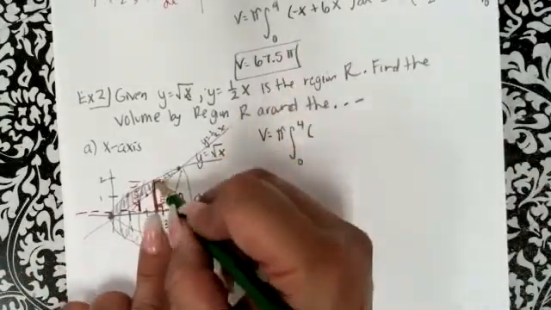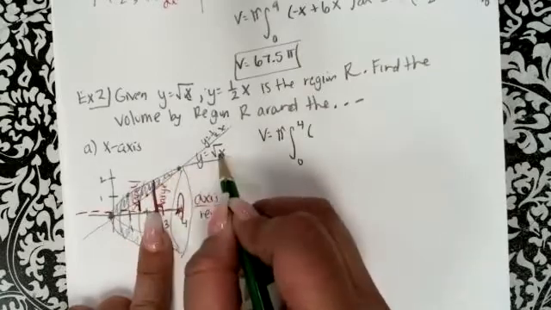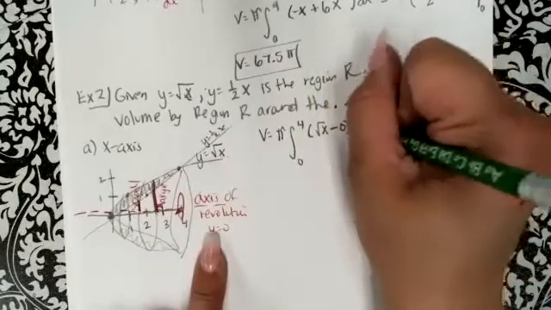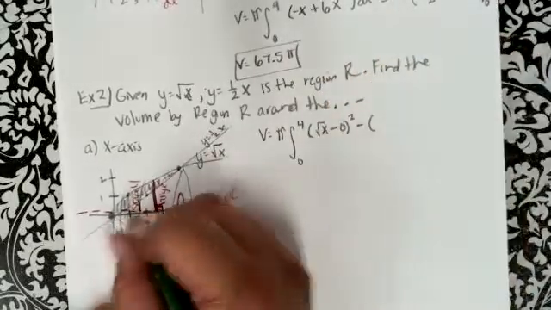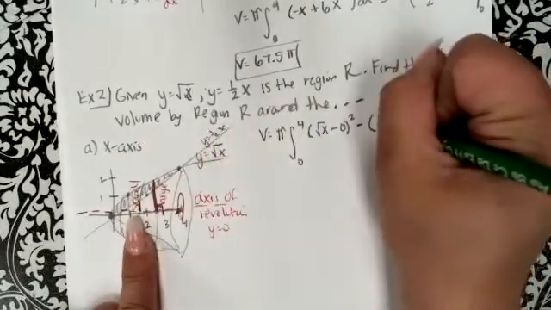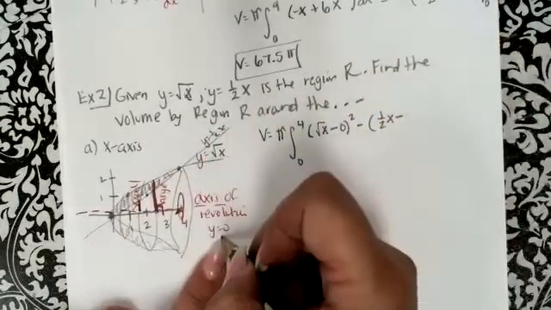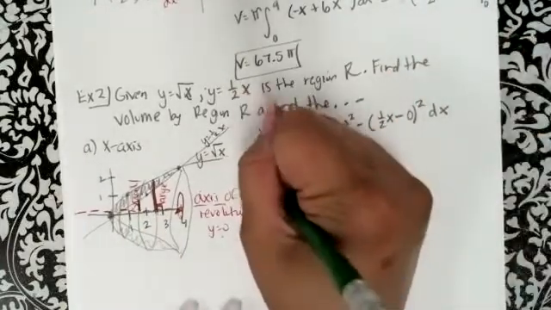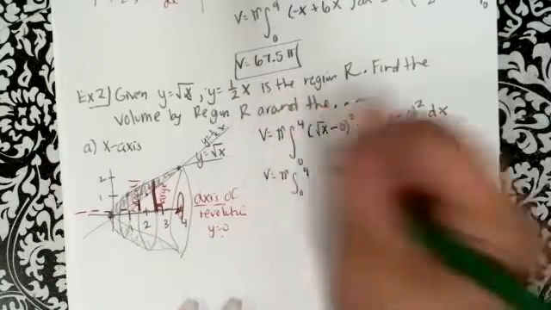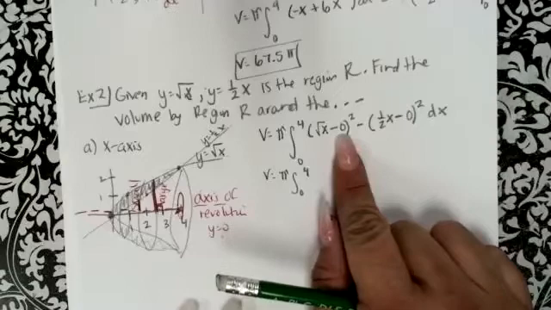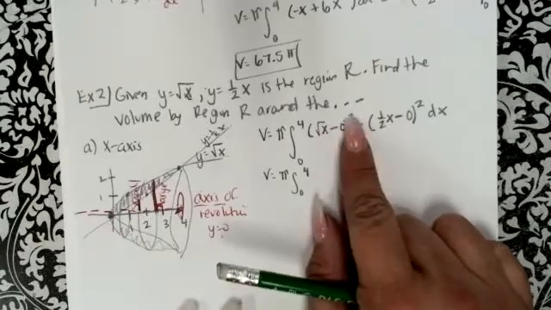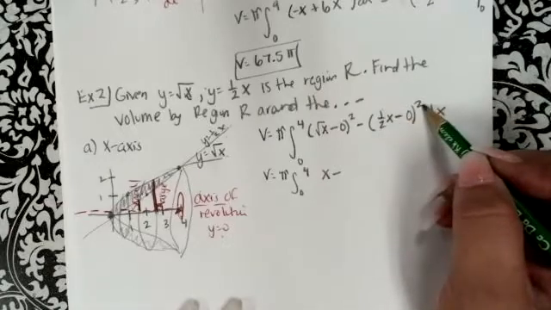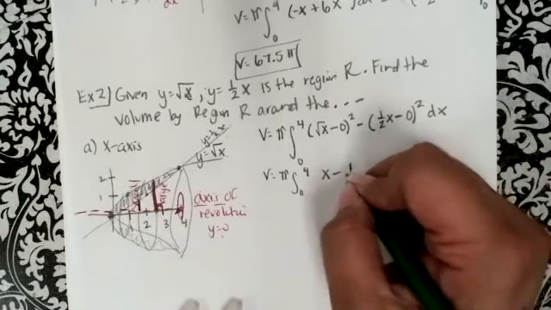It's going to be the large radius. The large radius is the upper curve, and that's the square root of x. Subtract the axis of revolution, square, minus the small radius. The small radius is the line 1/2 x. Subtract axis of revolution, which is y equals 0, square. Right here, the square root of x minus 0 is the square root of x. The square root of x squared is just going to be an x. Right here, that's going to be a 1/2 x squared. So 1 squared is going to be 1, 2 squared is going to be 4.